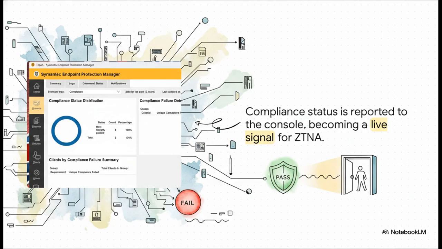That simple pass or fail status becomes a live, real-time signal. And that signal is exactly what a ZTNA, or a Zero Trust Network Access, solution needs to make smart decisions. All of a sudden, access isn't just about your username and password anymore. It's about the real-time health of the actual device you're using at that very moment.